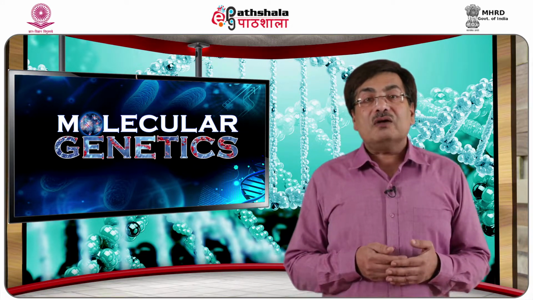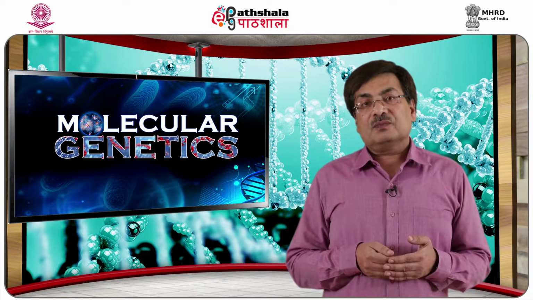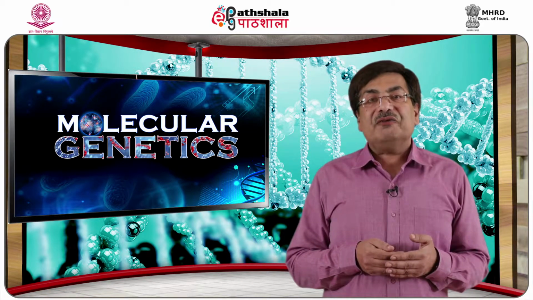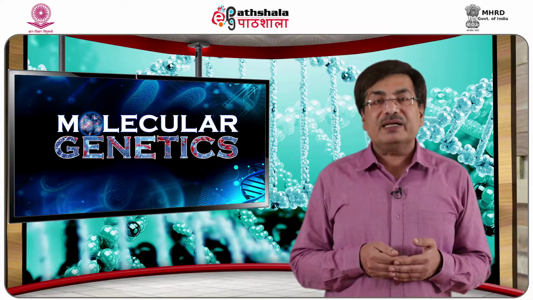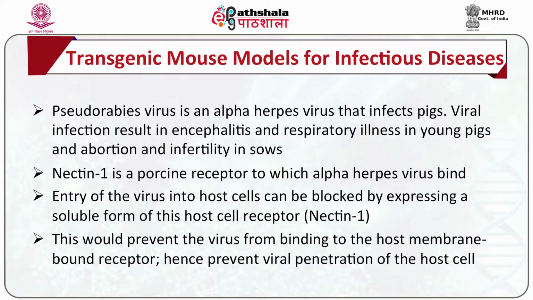Transgenic mouse model for infectious disease. Many infectious disease models have also been created in mouse. Pseudorabies virus is an alpha herpes virus that infects pigs. Viral infection results in encephalitis and respiratory illness in young pigs, and abortion and infertility in sows. Nectin-1 is a porcine receptor to which alpha herpes virus binds.